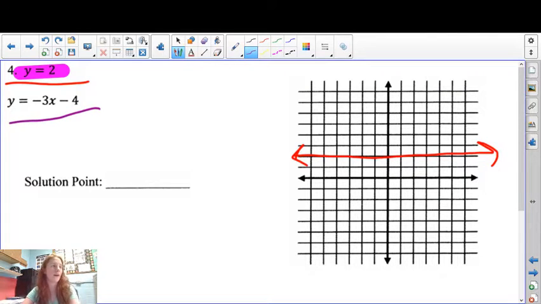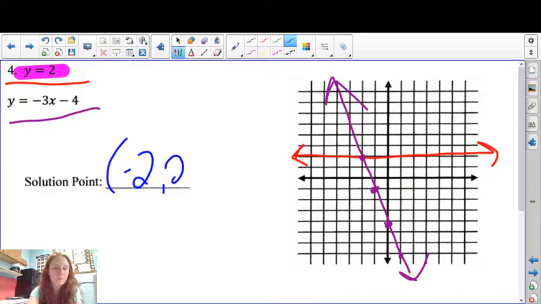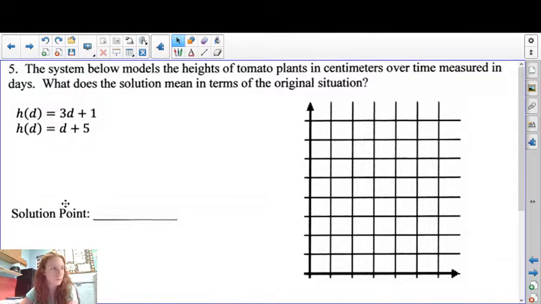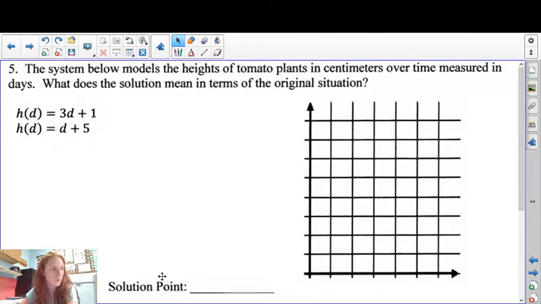All right, let's go ahead and plot our second one. So down 4. We're going to go down 3, 1, 2, 3 to the right one, and I see I can't go anymore, so I have to go backwards. So up 3, 1, 2, 3 to the left one, and 2, 3 to the left one. And my solution point is at -2, 2.